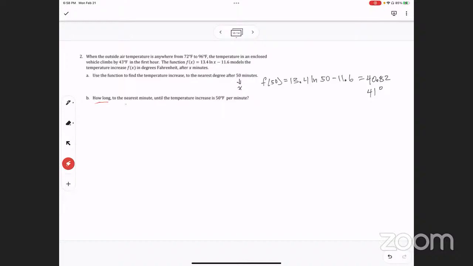Now it says how long to the nearest minute. So they're trying to solve for what now? x. Trying to solve for x until the temperature increase is 50 degrees Fahrenheit per minute. How long to the nearest minute until the temperature increase is 50 degrees per minute? I don't get the question. That question is worded very strangely.